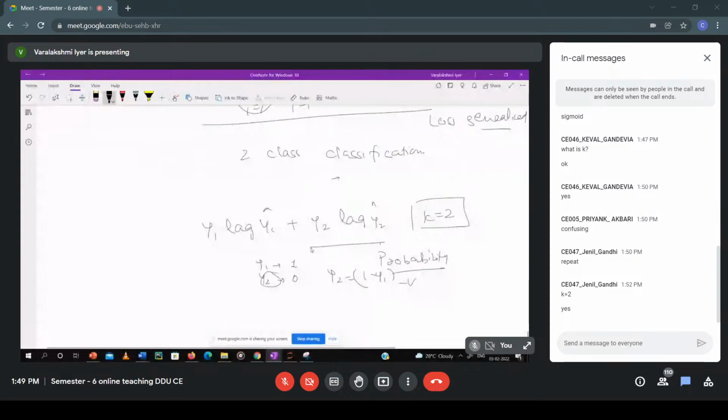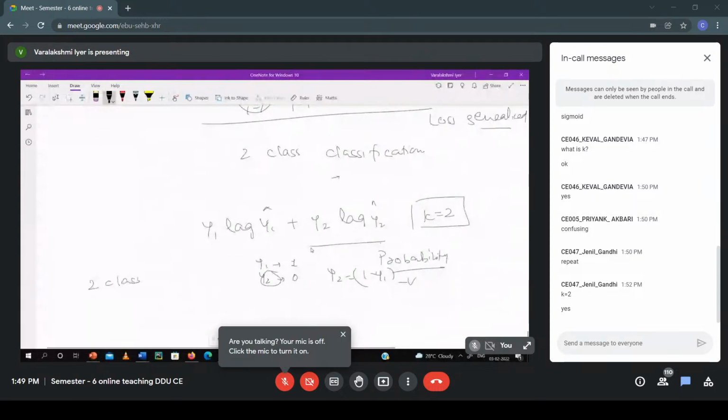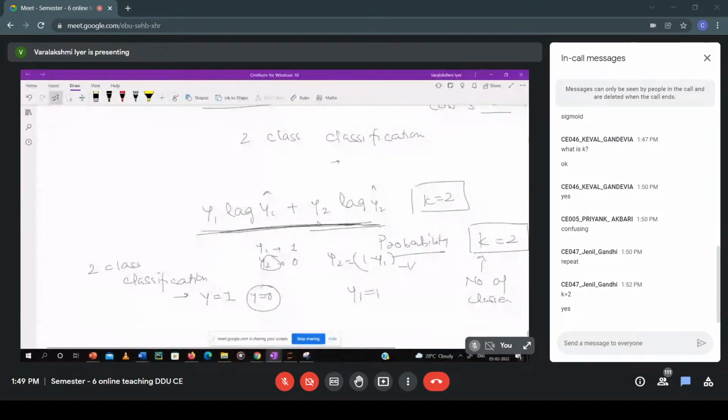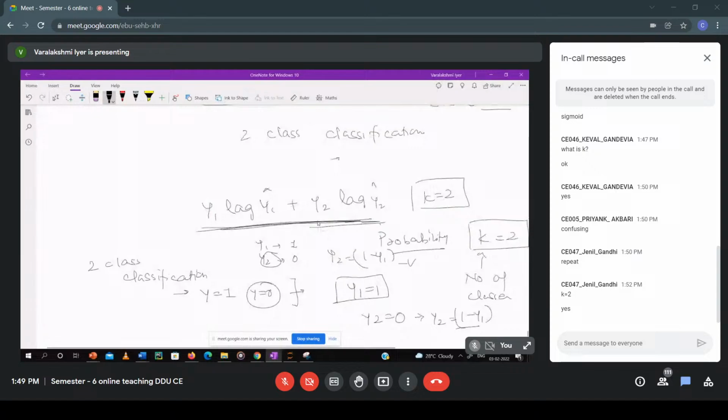Are you getting my point? So in two-class classification, we have only two outputs. Either y is equal to 1 or y is equal to 0. So here, if you implement this, the loss function will be converted automatically, and the K value will be equal to 2. K is your class value, the number of classes. So if y1 is equal to 1 and y2 is equal to 0, because we have only two possible target values, either 1 or 0, we can also write y2 as 1 minus y1. Yes or no?